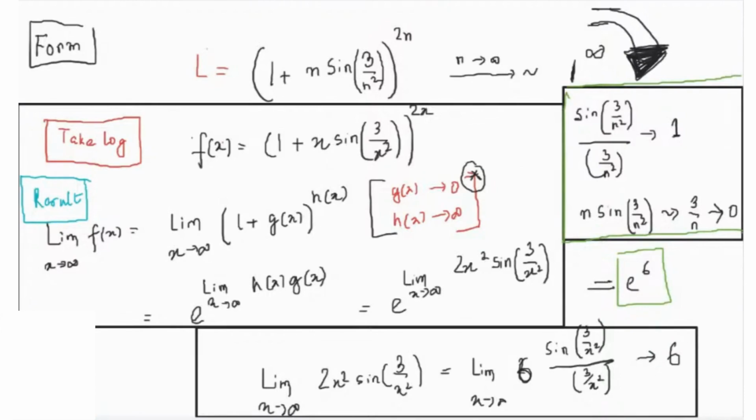So this term will go to 0, and you can easily understand this term is going to infinity. Very good. Given this knowledge, it's of the form 1 to the power infinity, guys. That is the format.